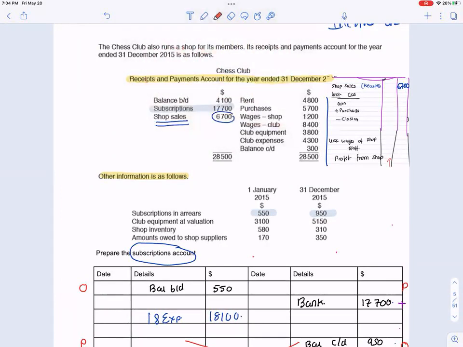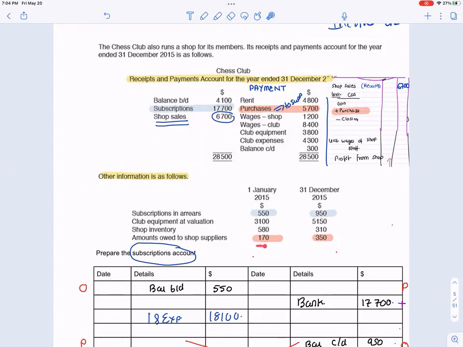99.99% there will always be a twist with the amount of purchases. The purchases that is given over here, we normally take and write directly. But 99.99 times, what is given over here is not purchases, but payment to suppliers. So how will you know whether you have to take this amount directly or indirectly?